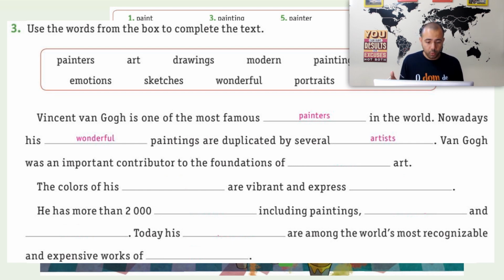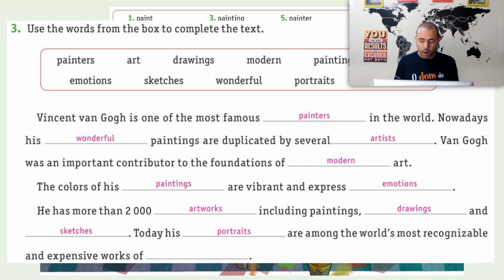Van Gogh was an important contributor to the foundations of modern art. The colors of his paintings are vibrant and express emotions. He has more than 2,000 artworks, including paintings, drawings, and sketches. Today, his portraits are among the world's most recognizable and expensive works of art. Very nice exercise here, guys.